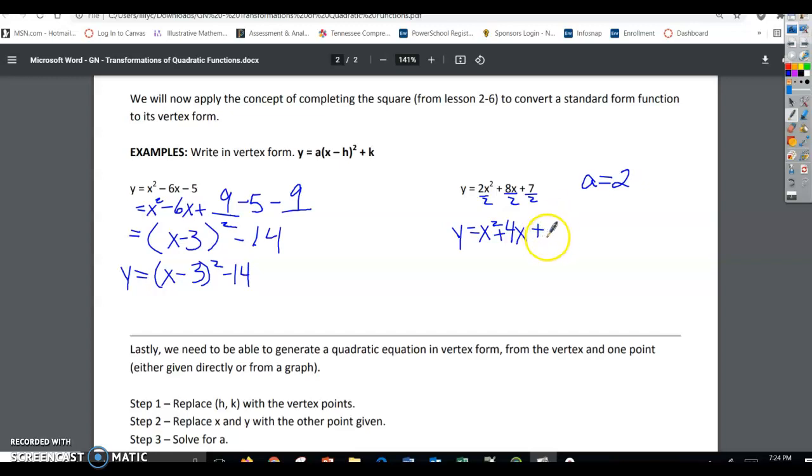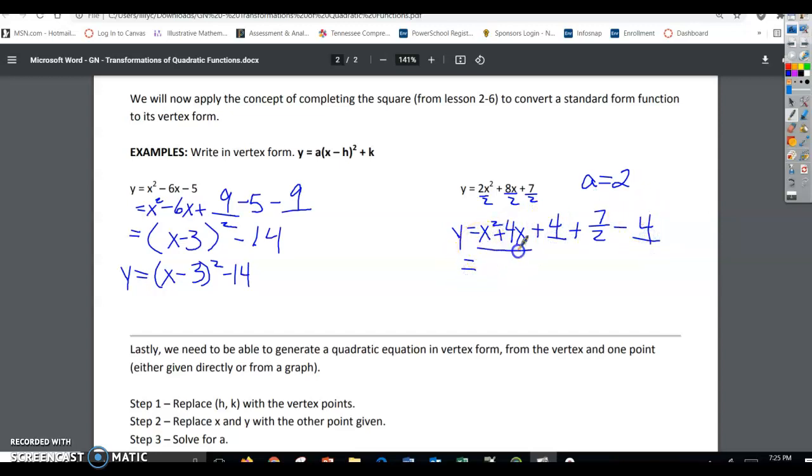All right, so now we're going to do plus blank. I'm going to have 7/2, and I'm going to do minus blank. And again, I just put the blanks there to remember that I have to add and subtract the same number. If I forget to do this, then I've changed the problem. But if I add and subtract the same thing, then I haven't changed the problem, just manipulated it. All right, so I'm going to take 4. I'm going to half it, which is 2. 2 squared is 4. So I'm going to add 4 and subtract 4.